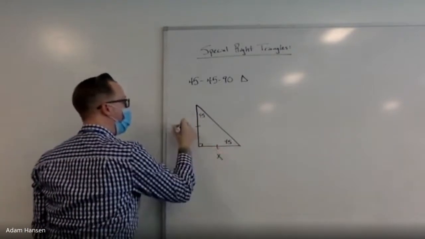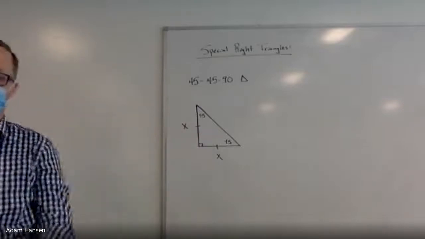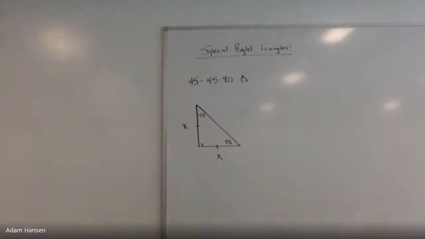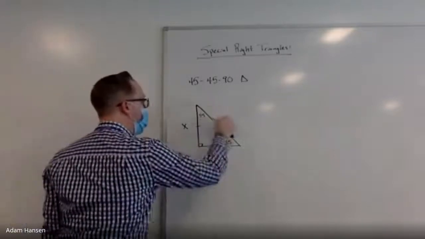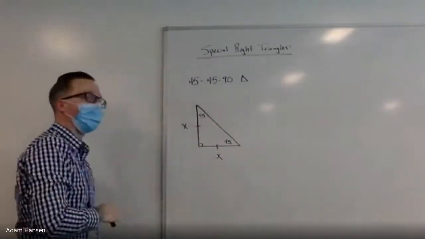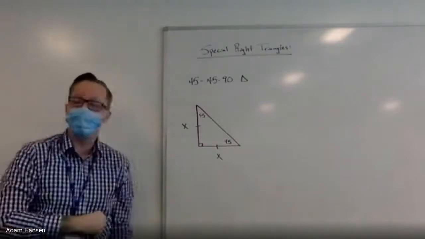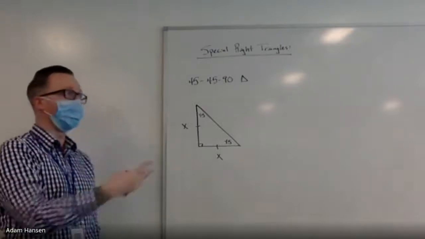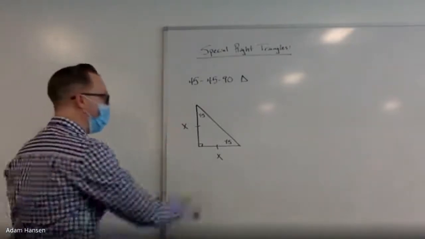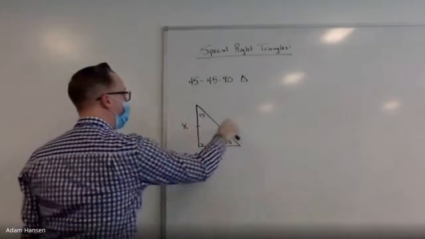Let's call them x. I know two lengths, they're both given as x. I want to know, in terms of x, what the hypotenuse length would be. Well, how can I figure out the third side if I know the other two already? Pythagorean theorem: a squared plus b squared equals c squared. x squared plus x squared equals c squared.